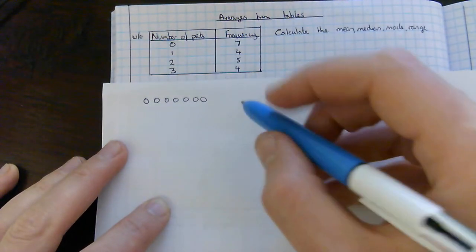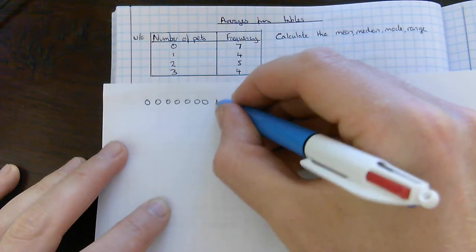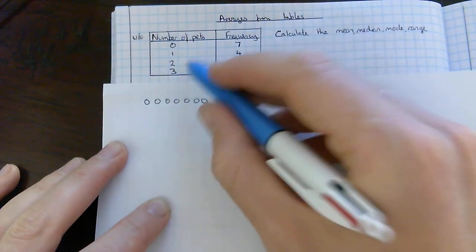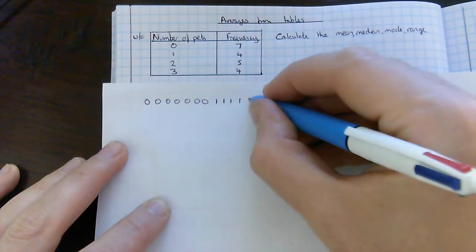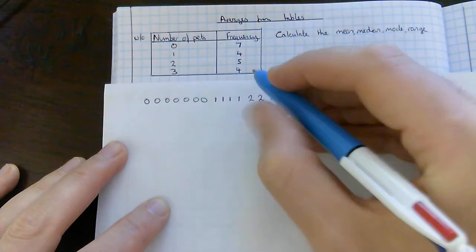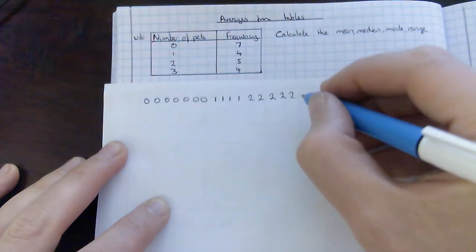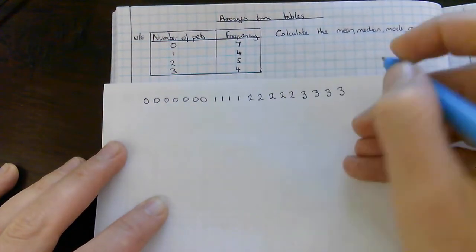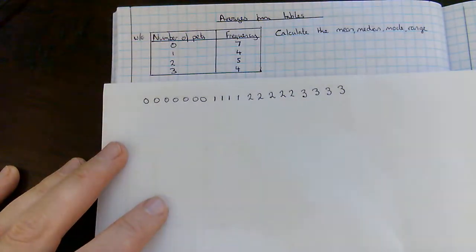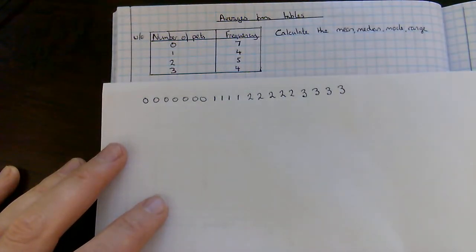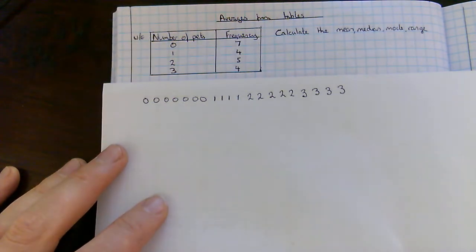I've got 4 people who said they had 1 pet. 1, 2, 3, 4. I had 5 people who said they had 2 pets. 1, 2, 3, 4, 5. And I had 4 people who said they had 3 pets. 1, 2, 3, 4. Now there are shortcuts to doing this, and especially if you've got higher frequencies, it's worth thinking about those shortcuts. But a surefire way of getting those marks is by writing out your list of data.